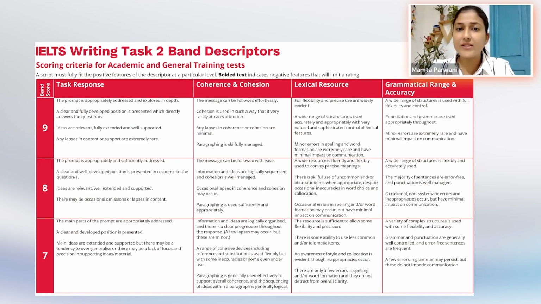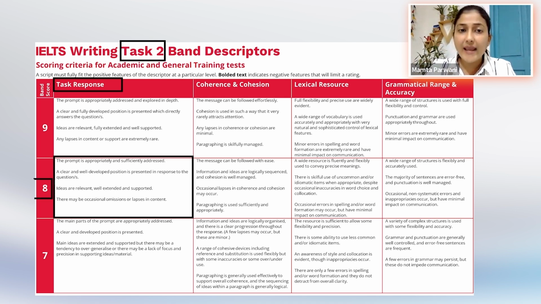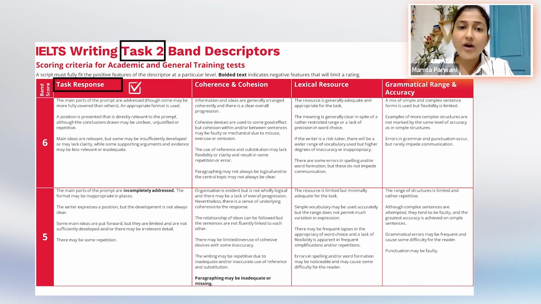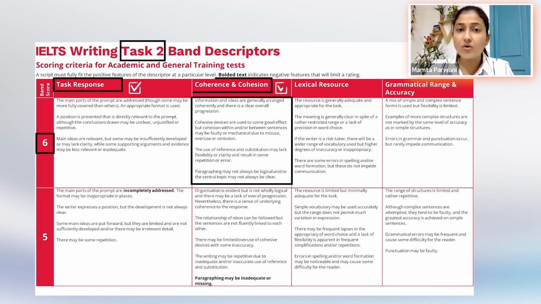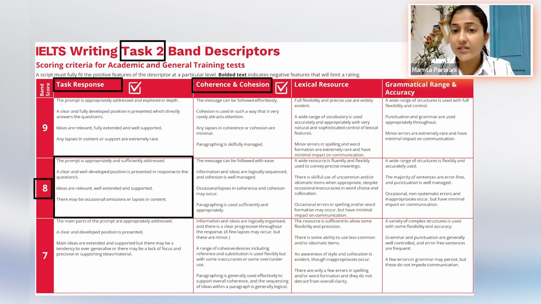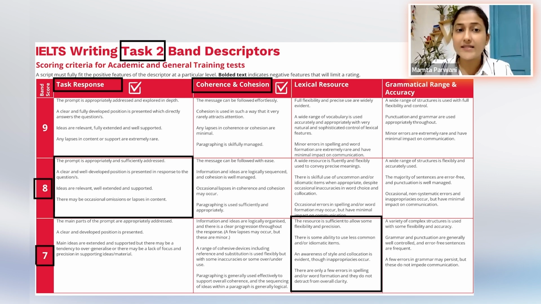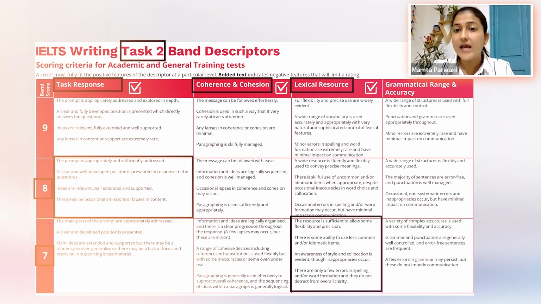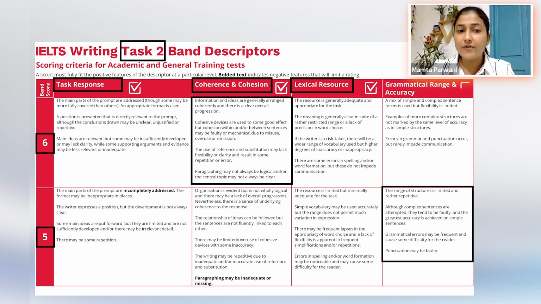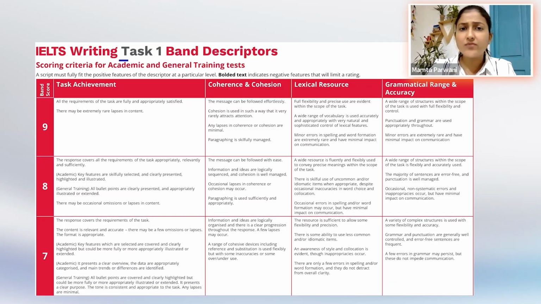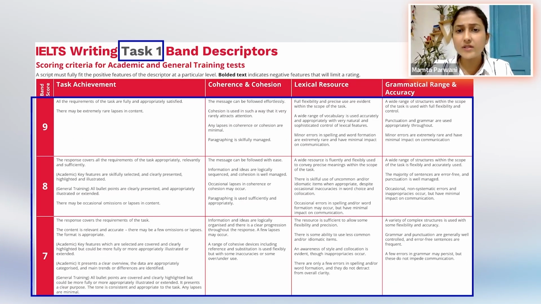So, if you can see, let's talk about task 2. Task response. If your answer is matching with what is written over here, you will get 8 for task response. If your answer matches with this description, you will get 6 for coherence and cohesion. If your answer matches with the description written in this box, you will get 7 for lexical resource. And if it matches with this, you will get 5 for grammatical range and accuracy. Simple, right? Same logic applies for task 1. We have all the descriptions written here for separate bands. This is how your band score is calculated.